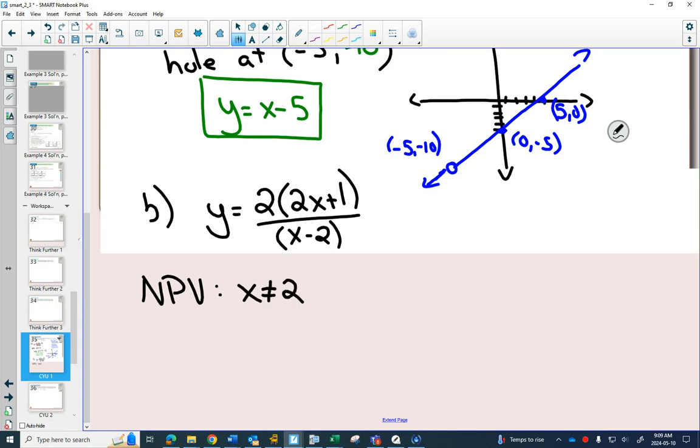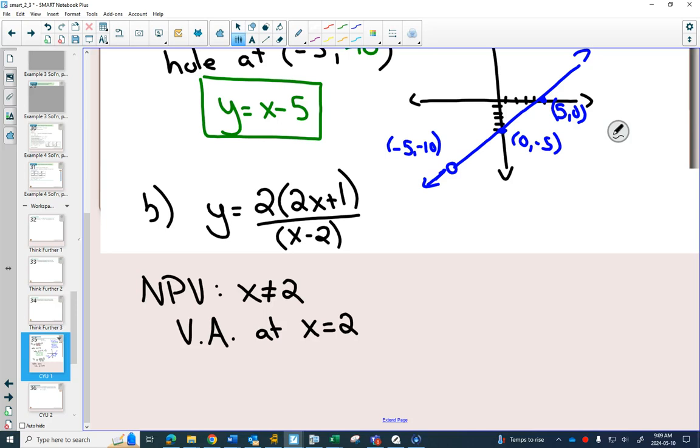And now we have to determine if this non-permissible value is going to be a hole or a vertical asymptote. In this case, there's no x minus 2 identical on the top. It doesn't simplify. Are you okay with the abbreviation VA for vertical asymptote? Vertical asymptote at x equals 2.